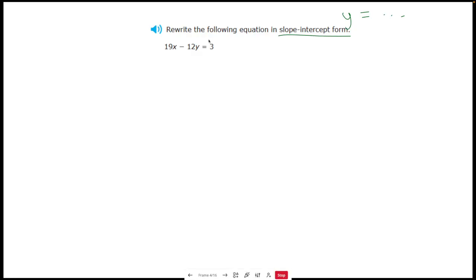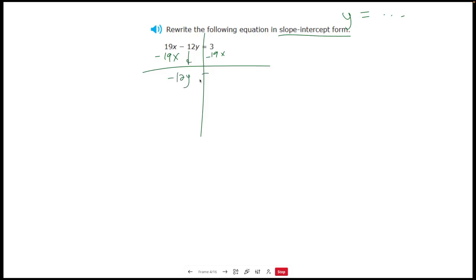So in this equation, to get the y by itself, let's start by moving the 19x. So we do minus 19x on both sides. Now we have negative 12y is equal to 3 minus 19x. And again, we're trying to get the y by itself, so we need to move the negative 12. So we divide by negative 12. You need to divide everything by negative 12. So now we have y equals 3 divided by negative 12 is negative 1/4.